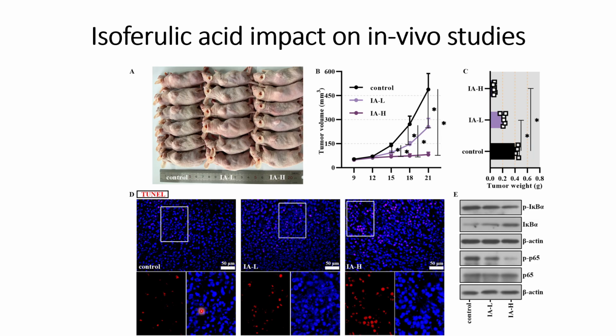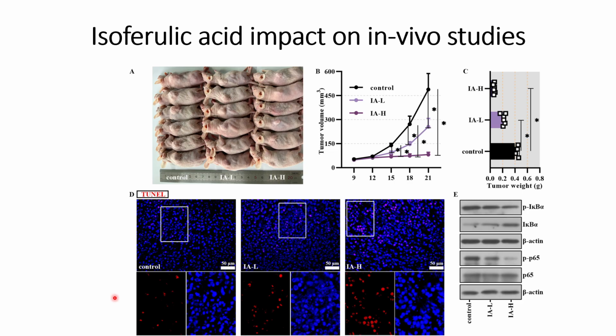Thereafter, they checked the apoptotic factors using the TUNEL assay. In the TUNEL assay also, they see that in the control case they do not see too many apoptotic cells, whereas when they use isoferulic acid, they see an increase in apoptotic cells with an increase in the concentration of isoferulic acid. It can be compared from panel D. With the increase in the concentration of isoferulic acid, they see more apoptotic cells.